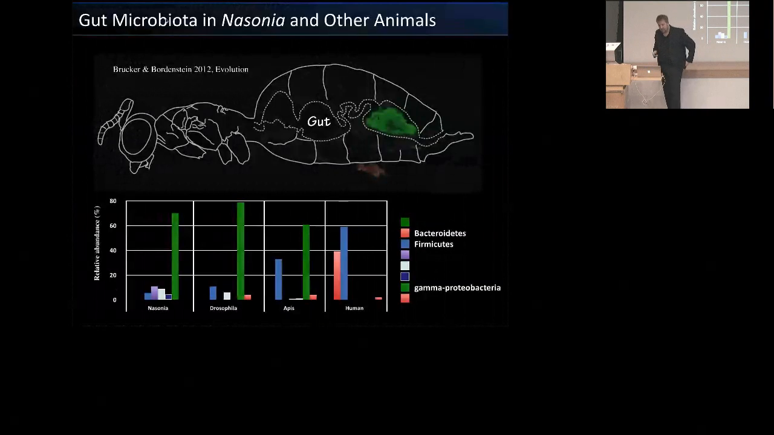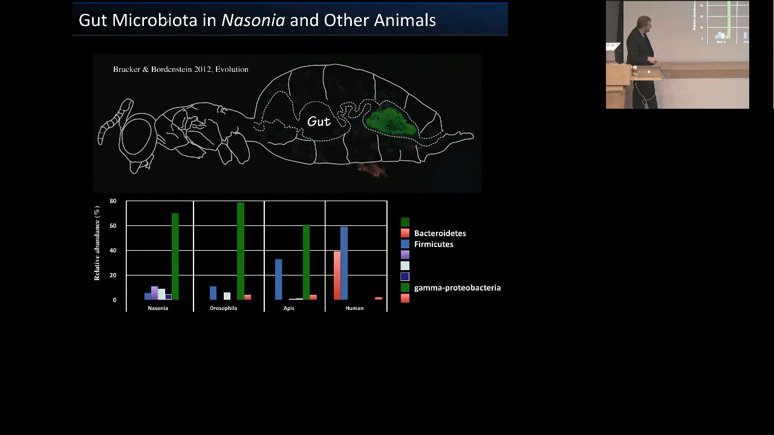Okay, so in Nasonia, these are now Nasonia that lack Wolbachia. We started studying where the gut microbiome is, and what types of microbes are in it. And what we're able to show through this cross-section is that the gut microbiome in this particular developmental stage, which is the late pupal stage, is largely in the hindgut. And most of the microbes in the hindgut are in fact gamma proteobacteria in green here.